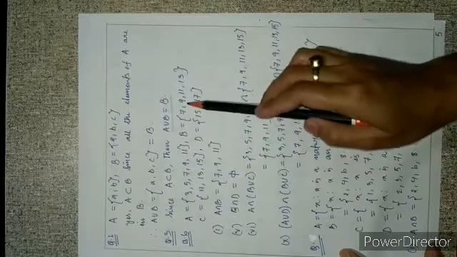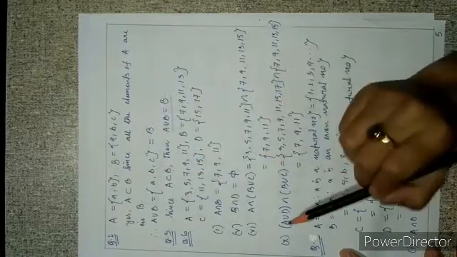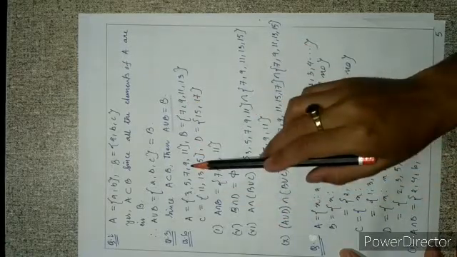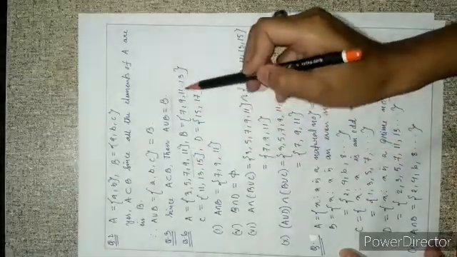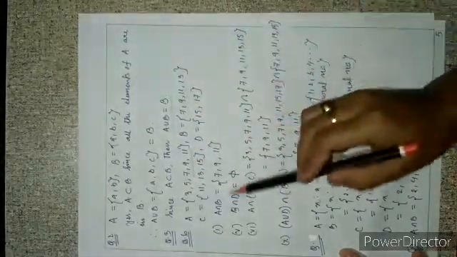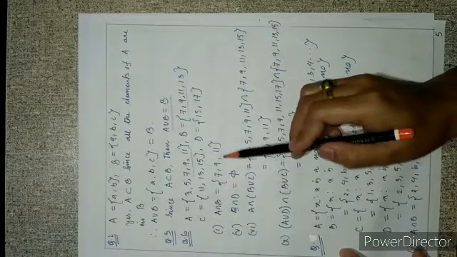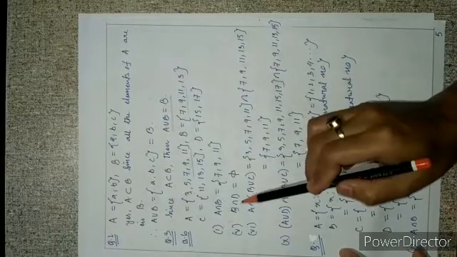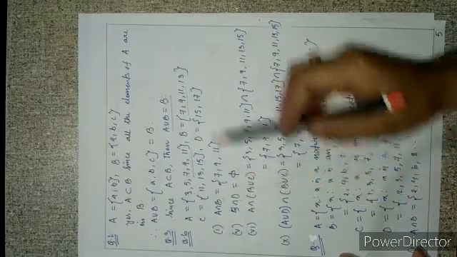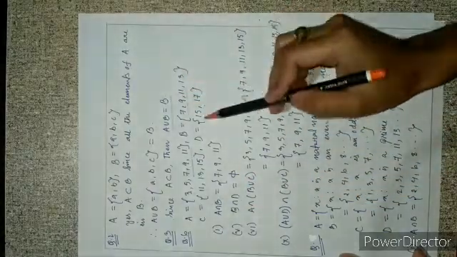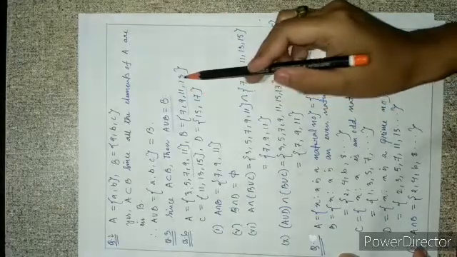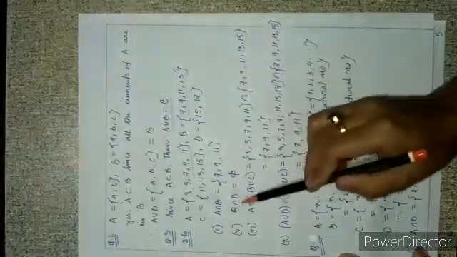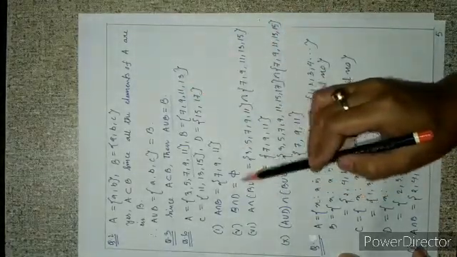What are the common elements in set A and set B? Common elements are 7, 9, 11. So A intersection B will be 7, 9, 11. Roman number 5: find B intersection D. The common elements of B and D are 7, 9, 11, 13, 15, 17.